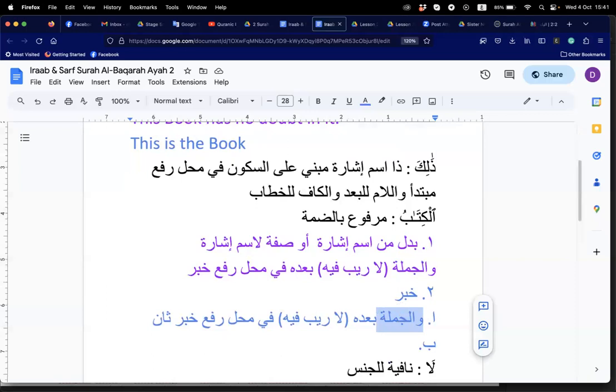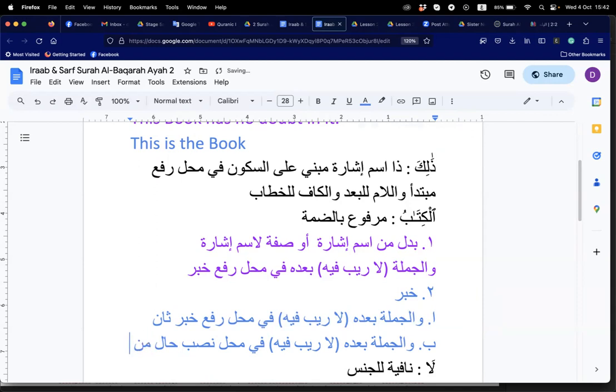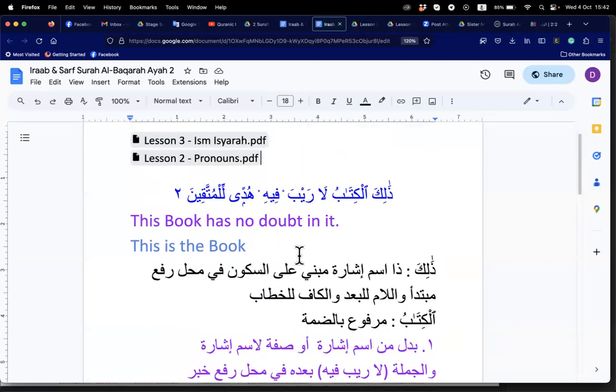Basically, this jumlah after it is fi mahali nasab, the hal. Hal, what do we say? Fi mahali nasab hal, hal min al-kitab, sifah li. So the translation for this will be: this is the book. Sister Shamima? This is the book.